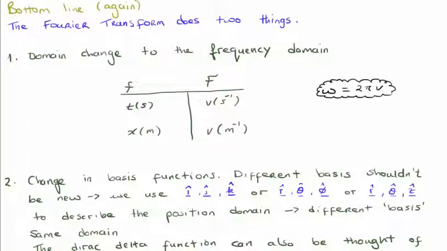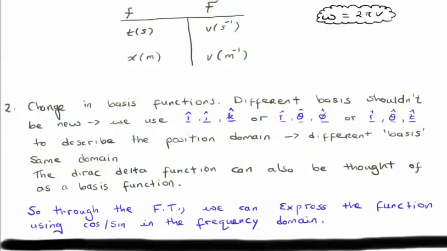Another way of looking at it is that the Fourier transform does two things. It gives you a domain change to the frequency domain. So where your input function was one of time, say, your output function will be one of frequency measured in per seconds. If your input function is one of meters, your output function will be one of per meter or spatial frequency. Furthermore, the Fourier transform expresses your function in the frequency domain using cosines and sines as the basis functions.